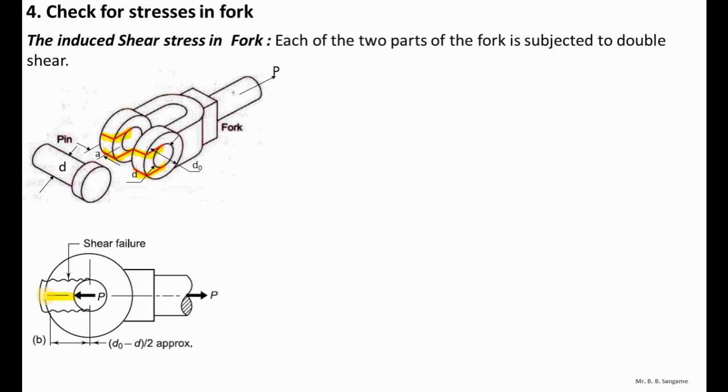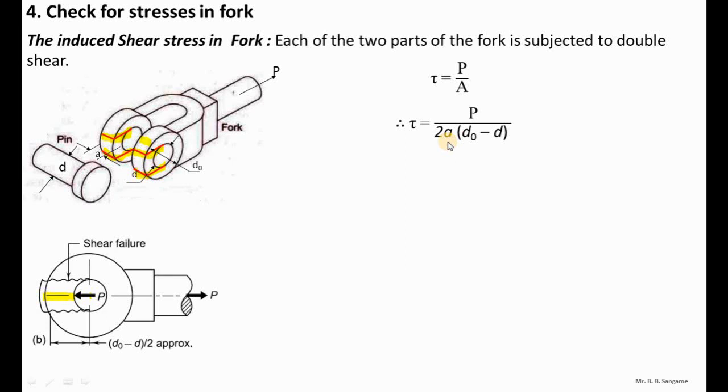So this is the outer diameter. From this point, the outer radius R is equal to DO by 2 and the inner radius R is equal to D by 2. So DO by 2 minus D by 2 is this portion, and we again have to consider the width, which is A. For the double fork there will be 2A. The formula is tau equals P by A, so tau equals P by 2A into bracket DO minus D by 2, that is, P by 2A times (DO minus D).